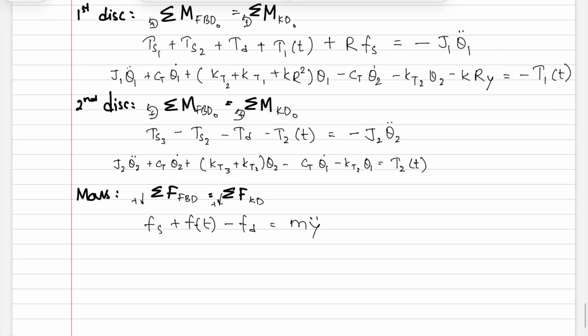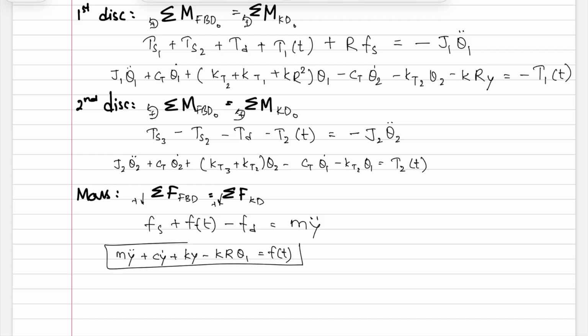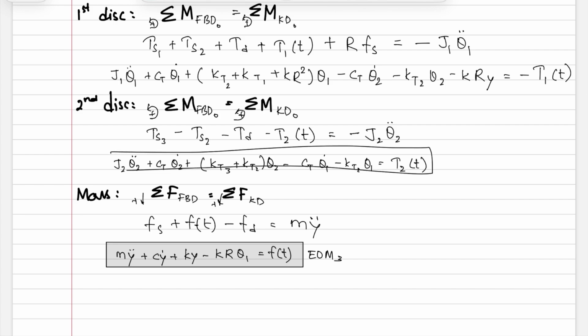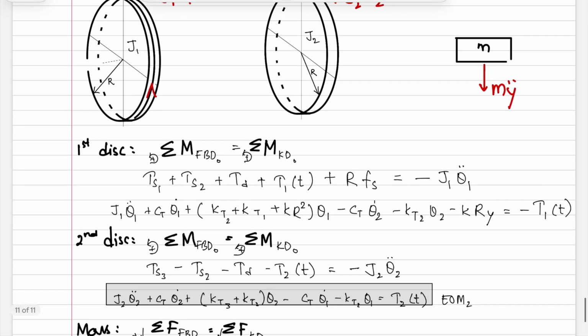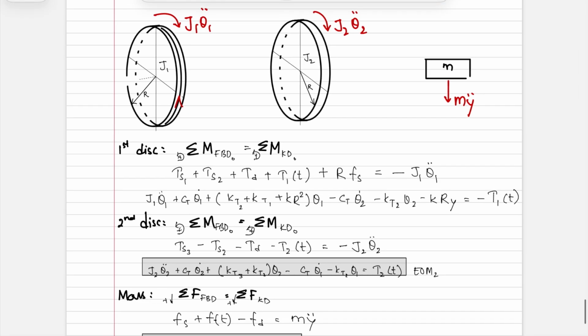If you now rearrange this and substitute the values, you get my double dot plus cy dot plus ky minus kr theta 1 is equal to f of t. This becomes your equation of motion. So the third one, there's the second one, and this here is the first one.